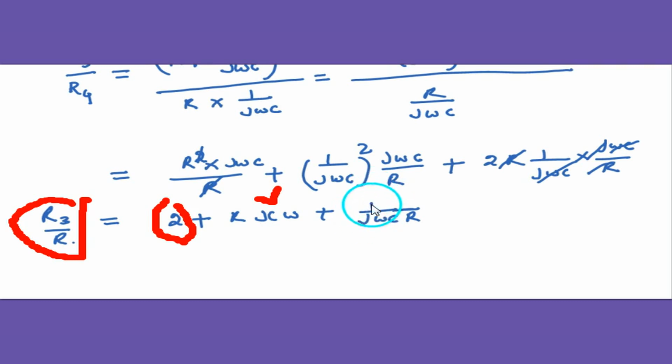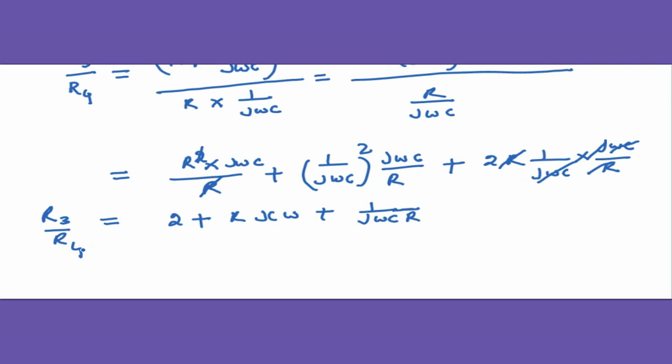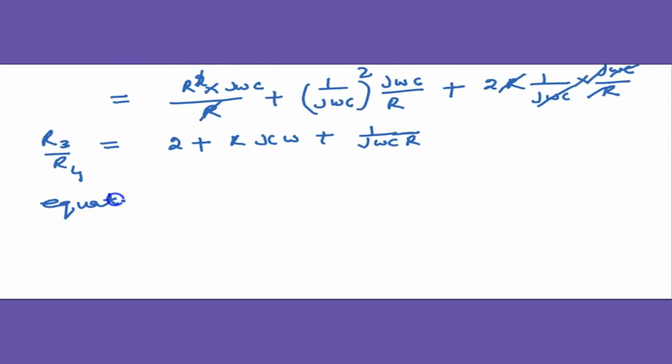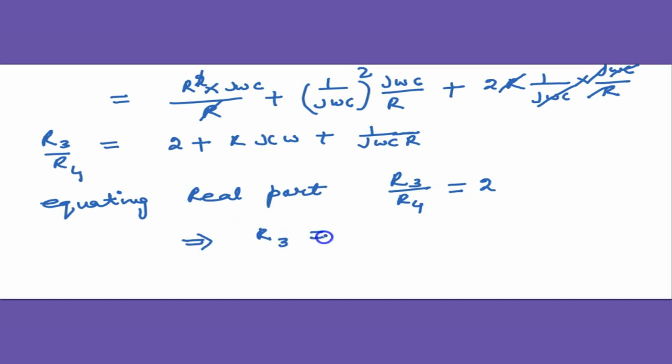First of all, we'll bring it in the numerator by multiplying and dividing by j. j square becomes minus 1, then j will come in the numerator. This term is also imaginary. Okay. So equating the real part, both sides. So R3 upon R4 equals 2, R3 is equal to twice of R4.